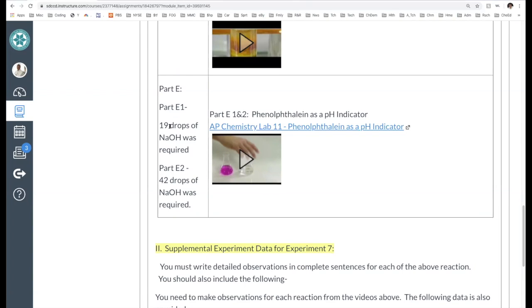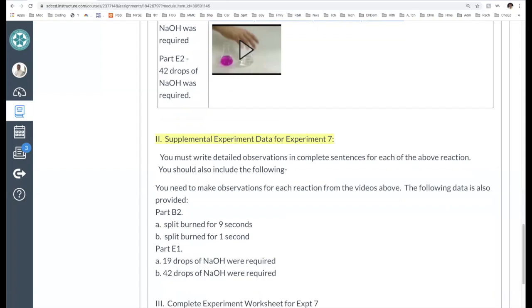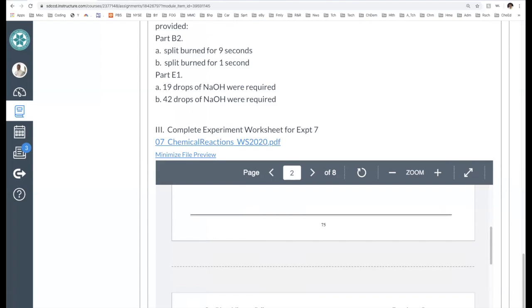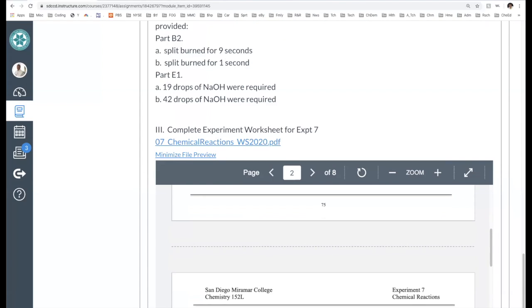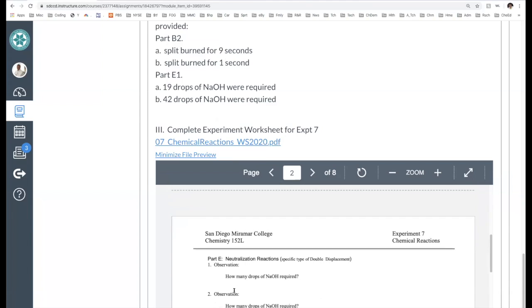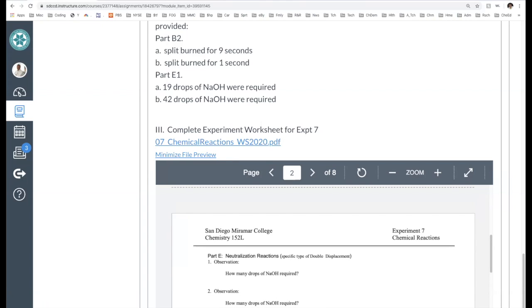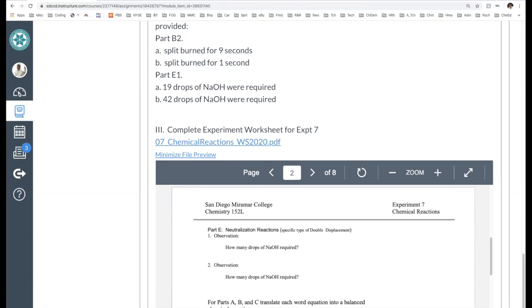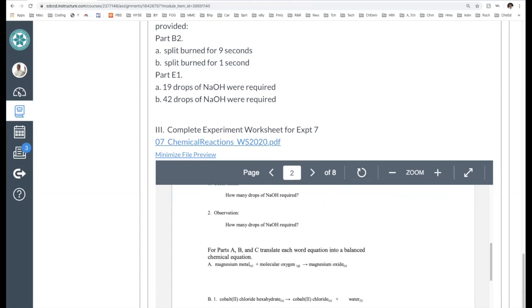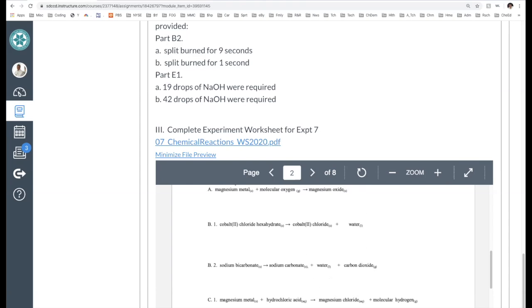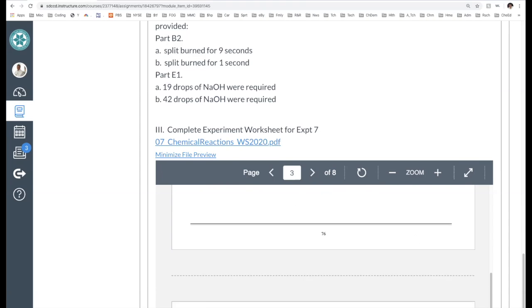The first part, 19 drops of sodium hydroxide were required. The second part, 42 drops of sodium hydroxide were required. So go to the observations and write that in your observations. And then when you're done watching the video, or you can go back and rewind the video, you're going to have to write down the reactions for each one of those.